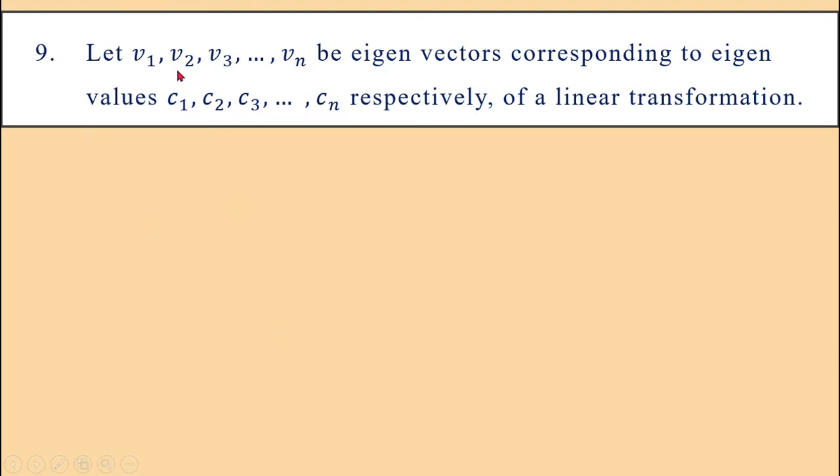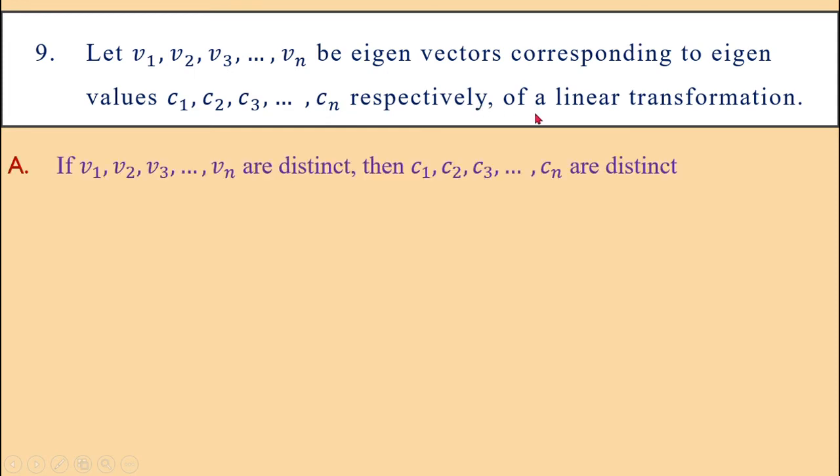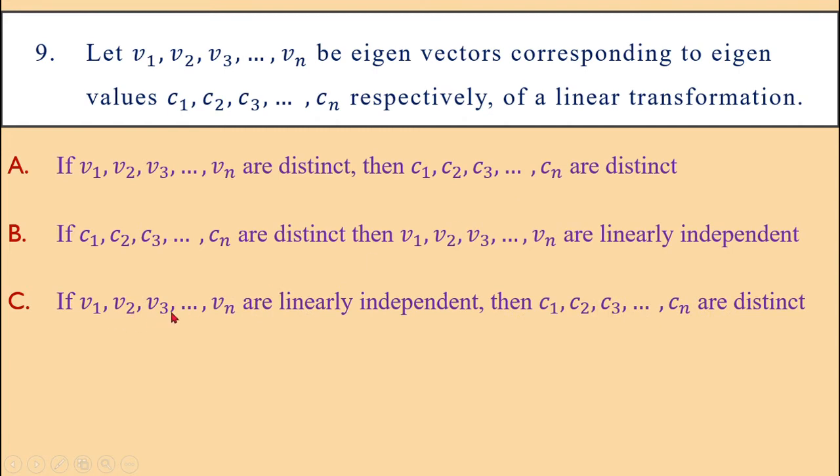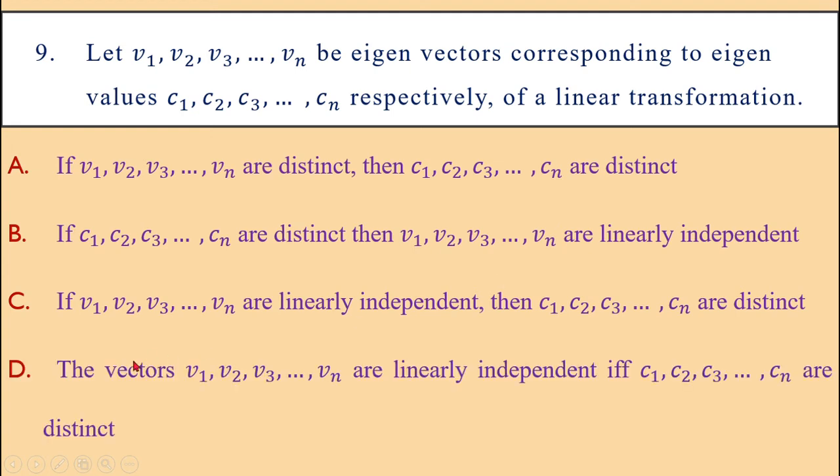Next question is: let v1 vector, v2 vector, v3 vector, up to vn vector be eigenvectors corresponding to the eigenvalues c1, c2, up to cn respectively of a linear transformation. Then which of the following is true? First option: if v1, v2, v3, vn are distinct, then c1, c2, cn are also distinct. Second: if c1, c2, cn are distinct, then v1, v2, vn are linearly independent. Third: if v1, v2, vn are linearly independent, then c1, c2, cn are distinct. Fourth: the vectors v1, v2, vn are linearly independent if and only if c1, c2, cn are distinct.